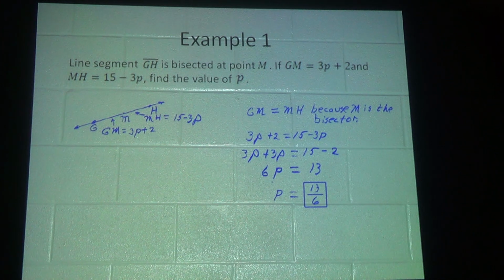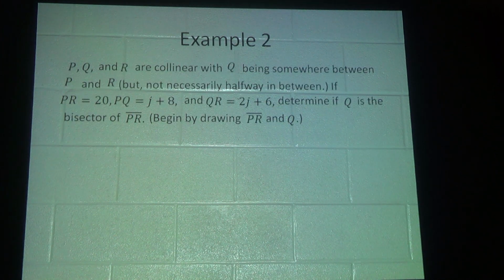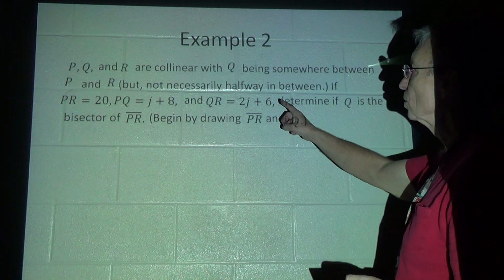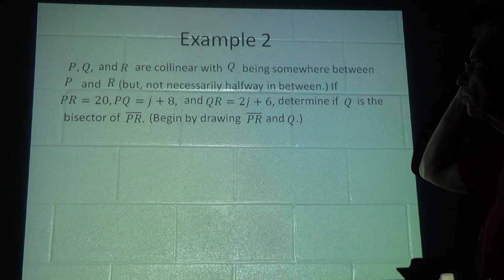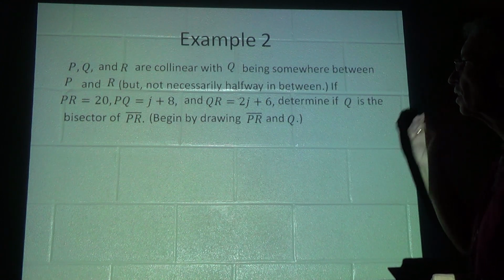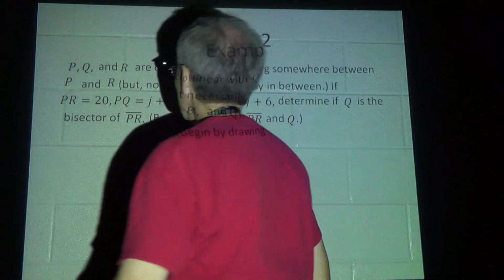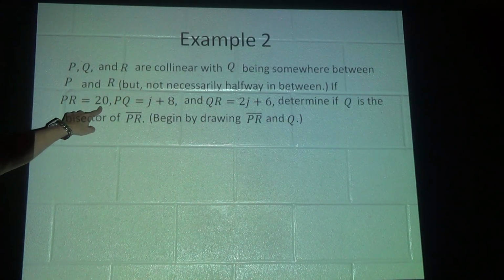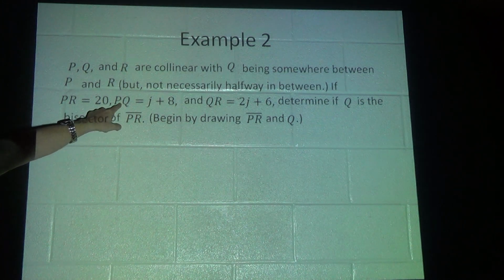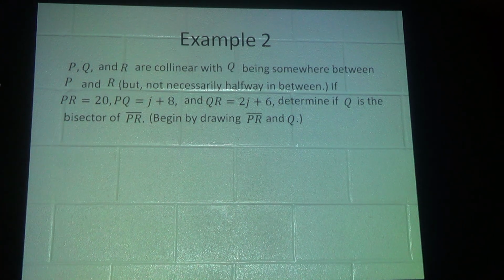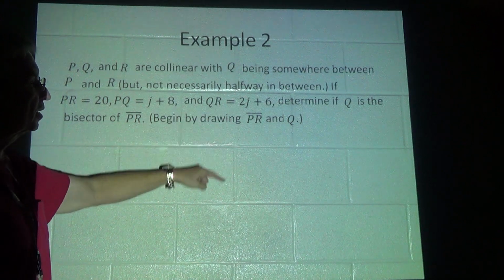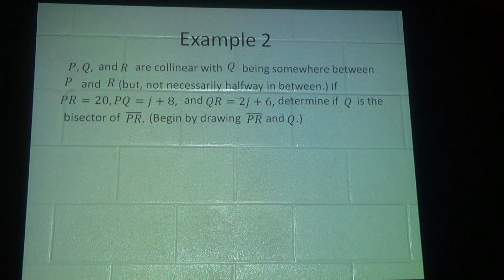All right, let's move on to example 2. This says P, Q, and R are collinear, with Q being somewhere between P and R, but not necessarily halfway in between. Then they tell us that if the whole length of the line segment PR is equal to 20, and the length from P to Q is J plus 8, and the length from Q to R is 2J plus 6, they want to know if Q is the bisector.